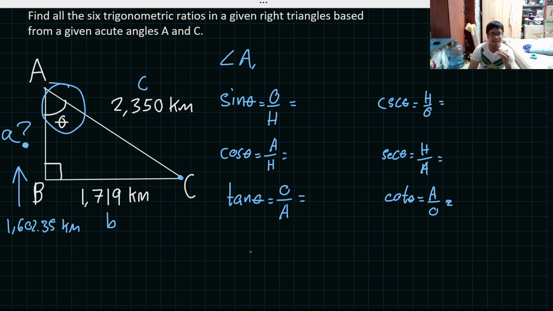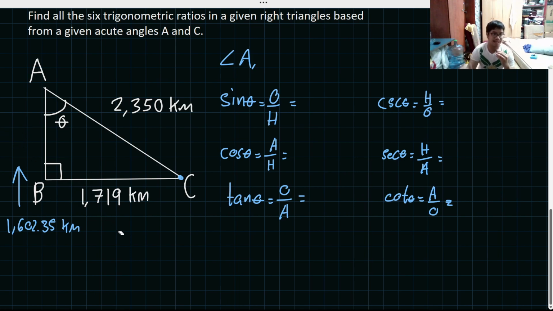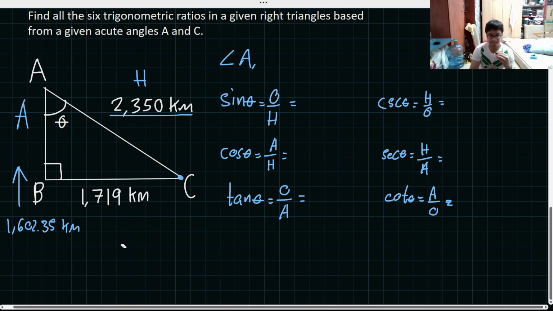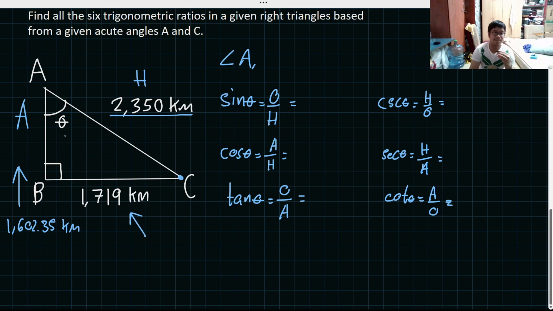If we have angle A as our given acute angle, the angle that we're referring to, then what would be its trigonometric ratios? Before that, we must know what the hypotenuse, the opposite, and the adjacent are. That's the first thing you must do before we substitute. The hypotenuse is the longest side, which is this one. Since the angle is beside the vertical side of the right triangle, or the height rather, this is your adjacent. Your adjacent is 1,602.35. The side that is not beside the angle is your opposite. So we can now substitute these in the given trigonometric ratios.